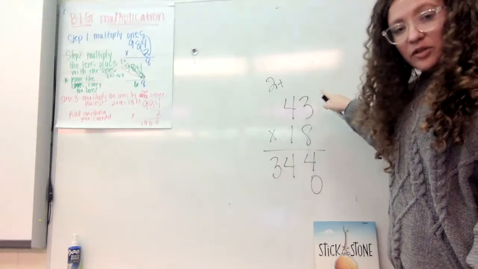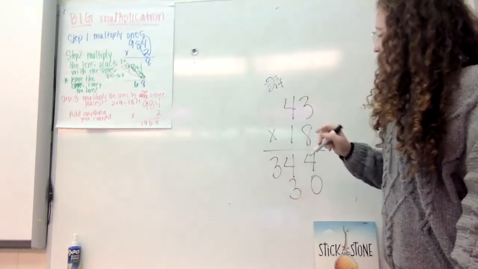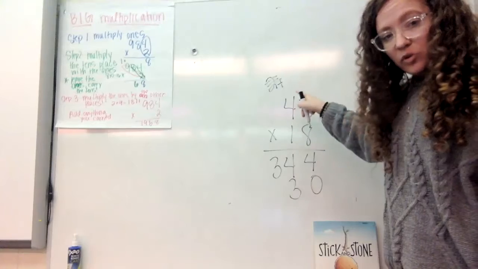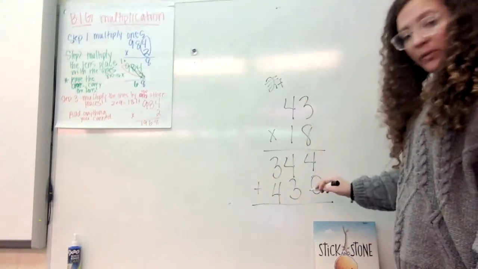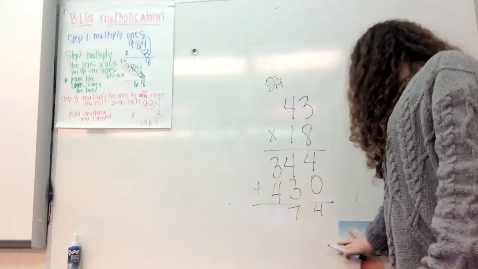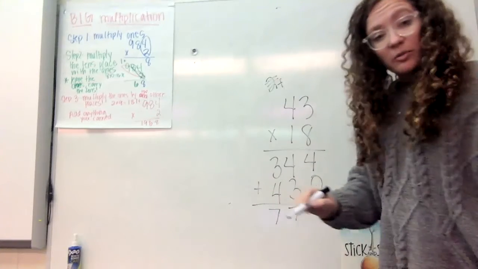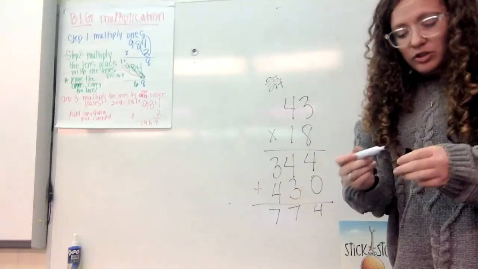1 times 3 is 3. This is old, so make sure you cross it out. 1 times 4 is 4. And now I can add this up. 4 plus 0 is 4. 4 plus 3 is 7. And 4 plus 3 is 7. So my answer is 774. Check your paper. Make sure that's what you got.